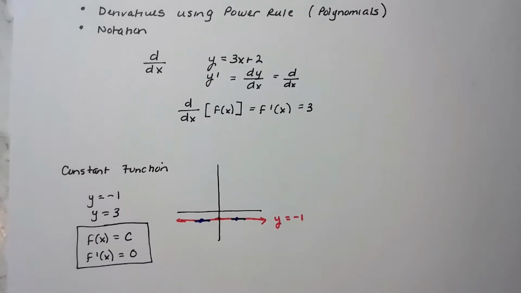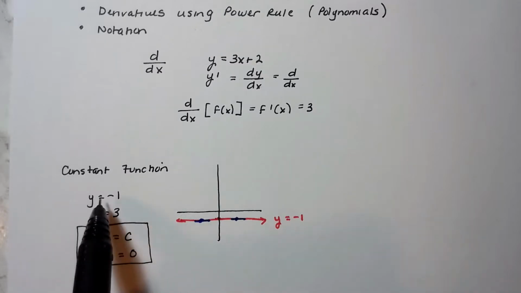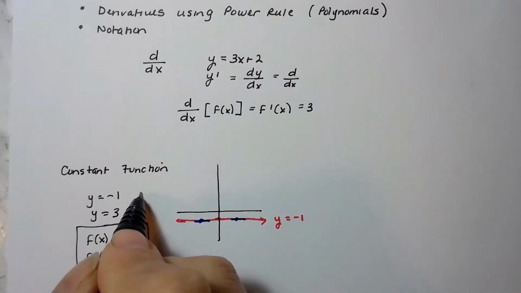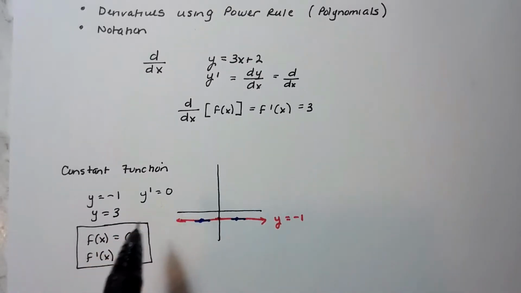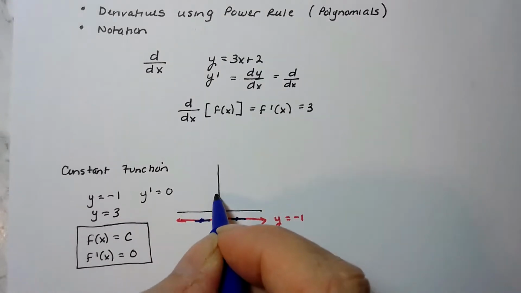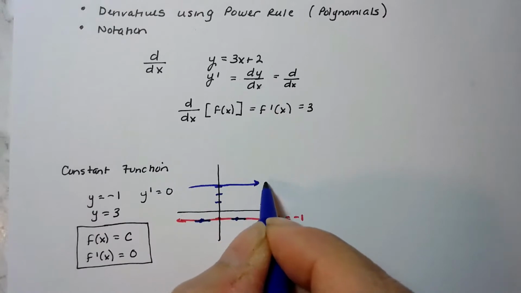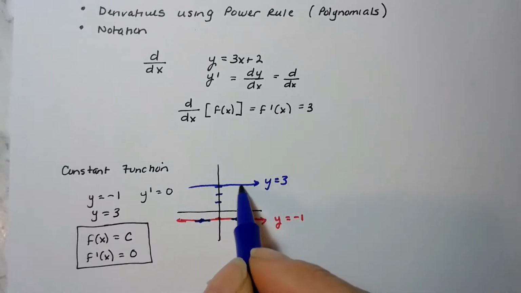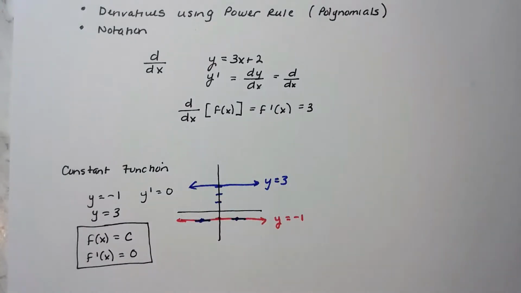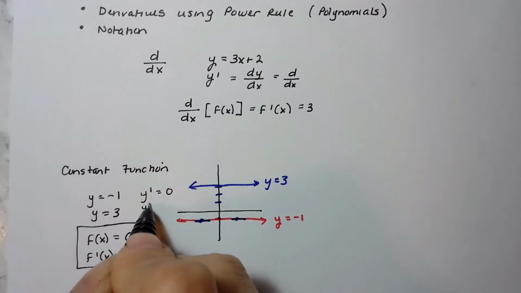If c is a constant, if we take the derivative of a constant, it's 0. So the derivative of y equals -1 is 0. The derivative of y equals 3, which would be this line up here, same thing, tangent lines would be horizontal or flat, so the derivative of that would be 0.